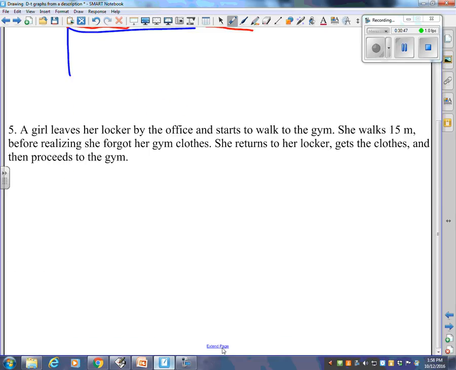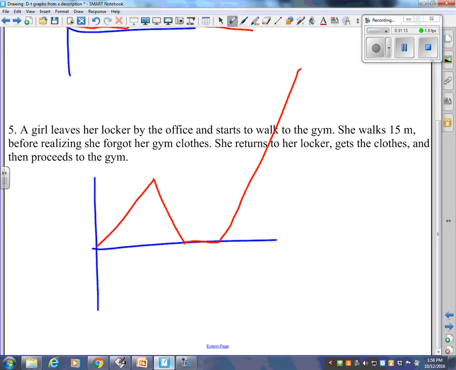A girl leaves her locker by the office. Kelly, thank you. You're welcome. She starts to walk to the gym. She walks 15 meters before realizing she forgot her gym clothes. She returns to her locker, gets the clothes, and then proceeds to the gym. So we'll assume that the gym is positive, right? Turns around. What does she have to do, Kaylee? You just said it. Wait at the locker, and then when she goes back, she has to go farther, doesn't she?